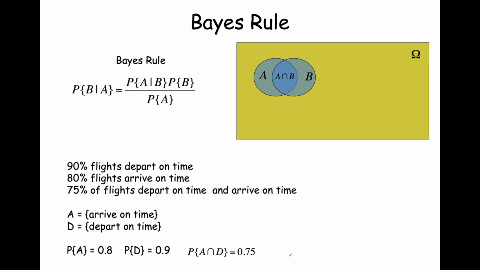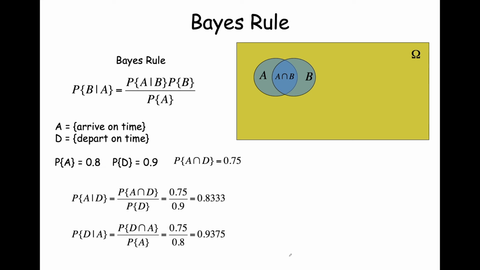So if you think about what that "and" means, it would mean that the probability of this arrival event and at the same time the departure event was true is equal to 75%. So if we express this in mathematical notation, we get probability of A, arrival, is 0.8 for 80%. Probability of D, event D, for departure on time is 90%, 0.9. And lastly, the probability of A and D, arrival and departure both being on time, that would be 75% or 0.75.